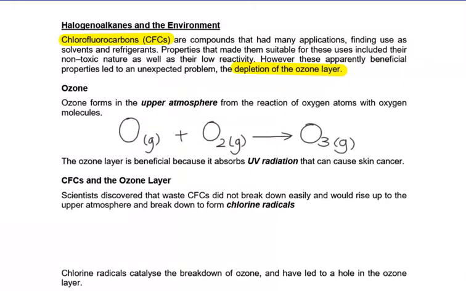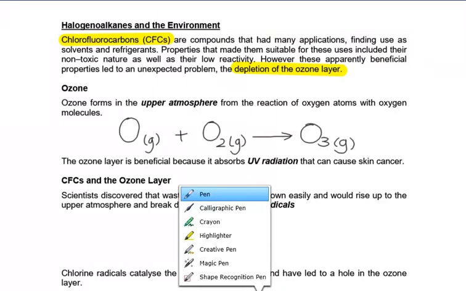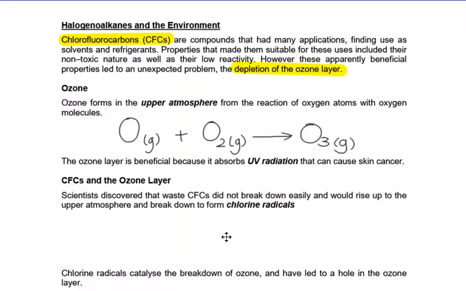If you've had a go at that, you should have got an equation something like this. Oxygen atoms, O, react with oxygen molecules, O2, to form ozone, O3. Now, ozone is, like I said, very beneficial to us because it absorbs UV radiation, and that UV radiation can cause skin cancer, so we don't want it to come through the atmosphere and affect us.